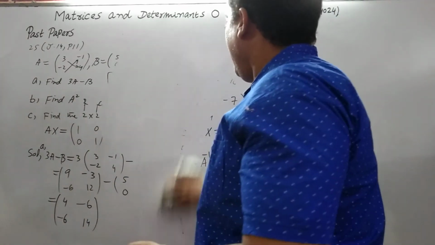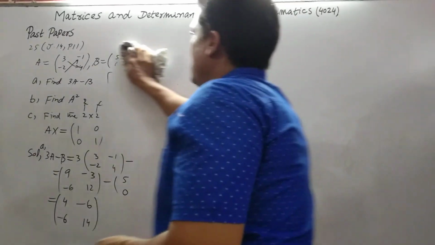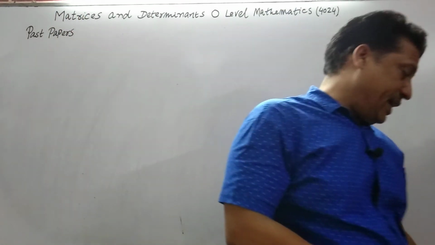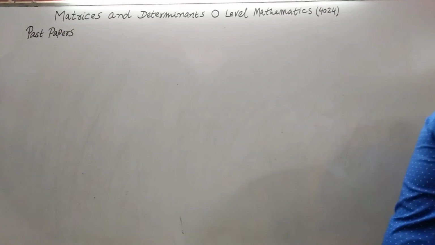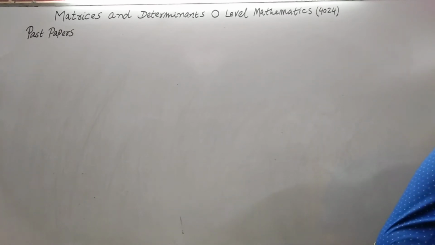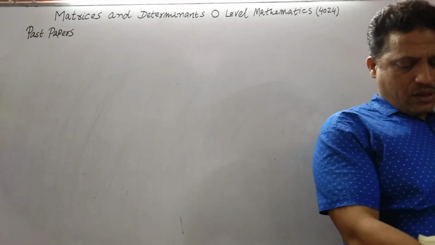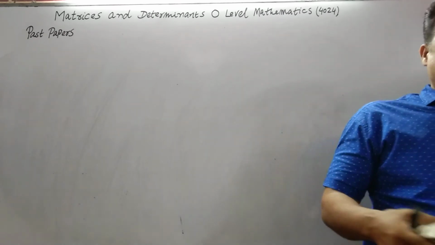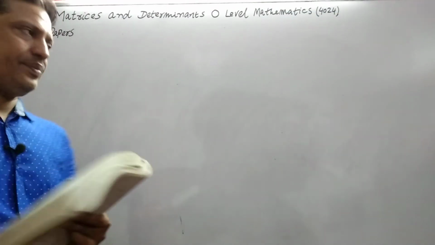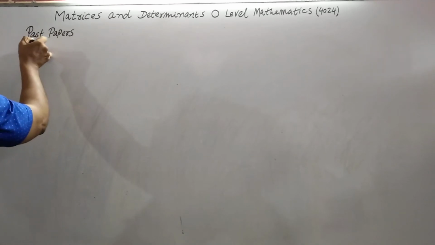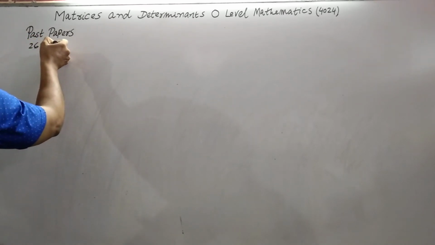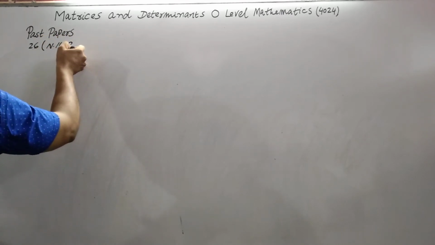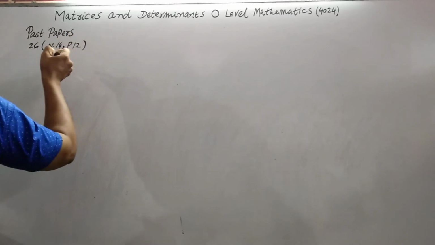So whenever we multiply two matrices, we always multiply rows by columns. The next question is question number 26. This question came in November 2014, paper 1, variant 2.